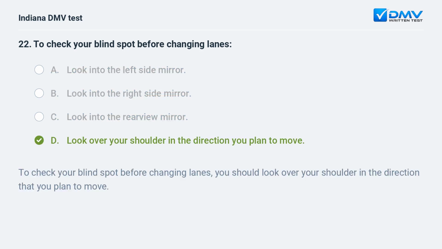D. Look over your shoulder in the direction you plan to move. To check your blind spot before changing lanes, you should look over your shoulder in the direction that you plan to move.